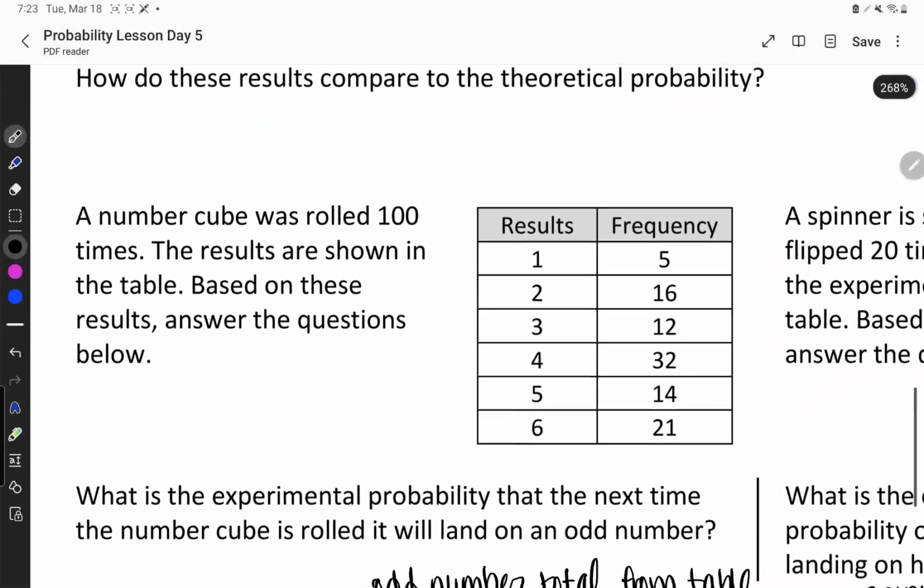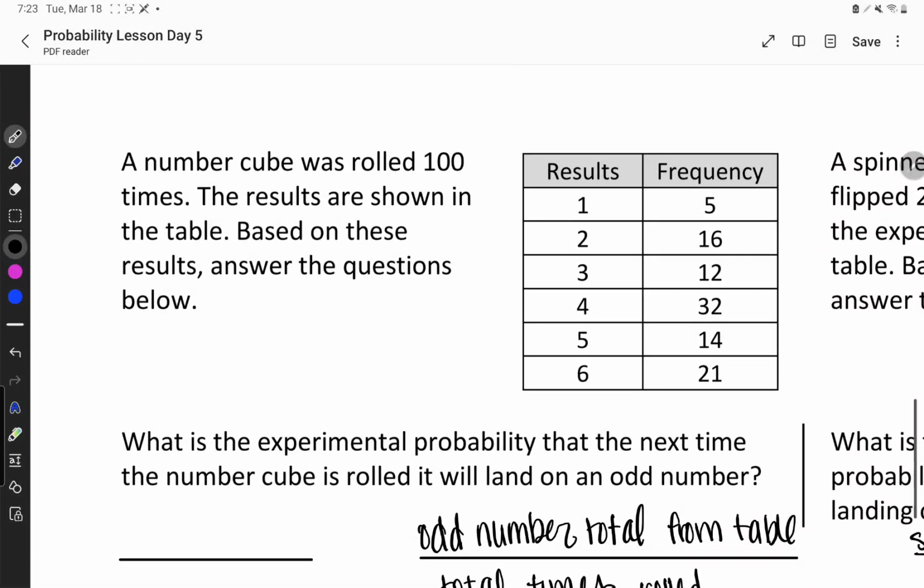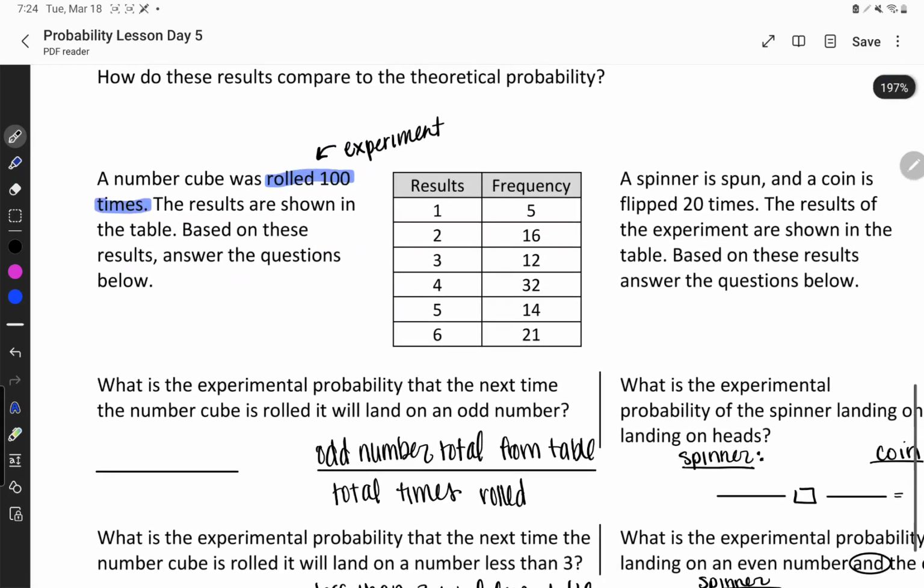Okay, now we're going to come down here. A number cube was rolled 100 times. So this is actually performing the experiment. So we actually did this. The results are shown in the table. Based on these results, answer the questions below. So it says, what is the experimental probability that the next time the number cube is rolled, it will land on an odd number? So we have to look at our odd numbers. I have this odd number here, this odd number here, and this odd number here.